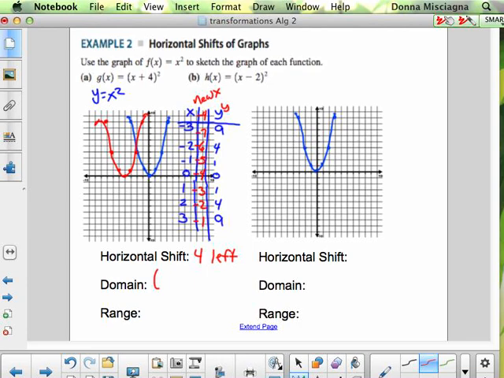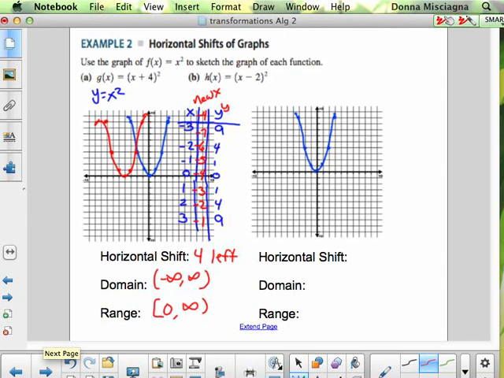The domain is still going to be negative infinity to infinity. It'll be through all the parabolas. And now the range is exactly what it was, right? It's still 0 to infinity, right? We didn't shift it up or down, so it didn't change the range. So the parent function and the transform function have the exact same domain and range. All right, now let's graph the next one.